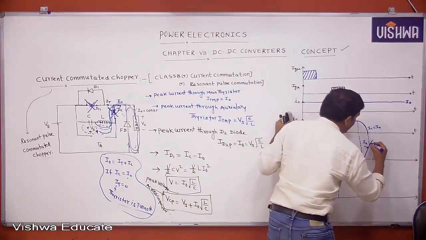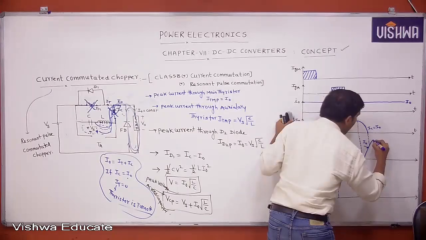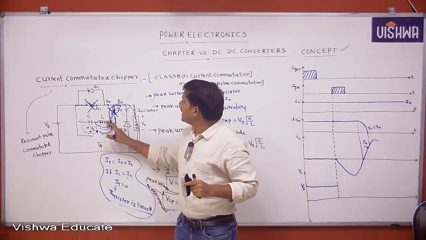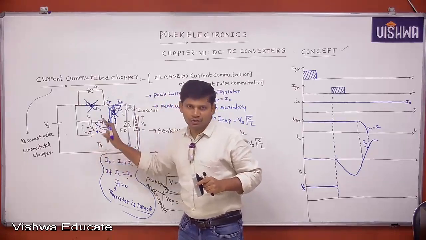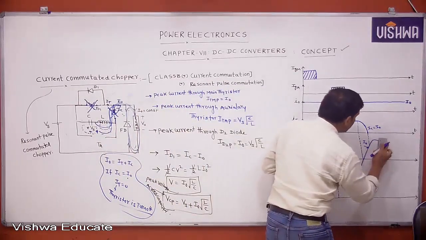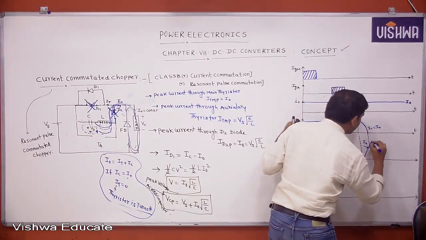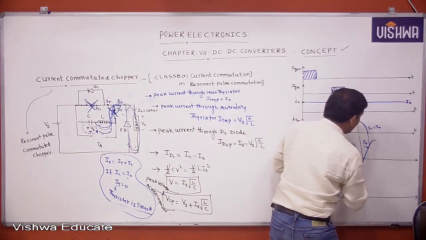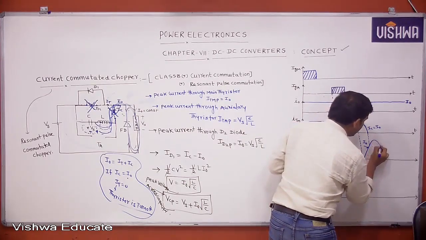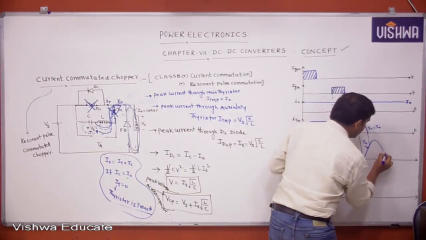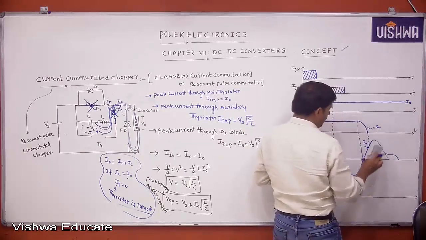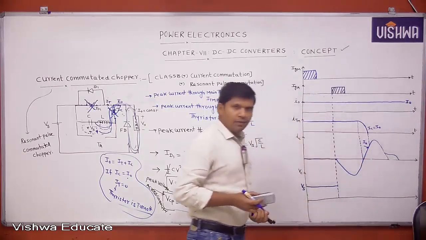Then again, after reaching the peak value, because it's an LC circuit now. In an LC circuit, what is the nature of the current? Sinusoidal oscillations. After reaching the peak value, again it falls to 0. Like this we can get the wave shape.